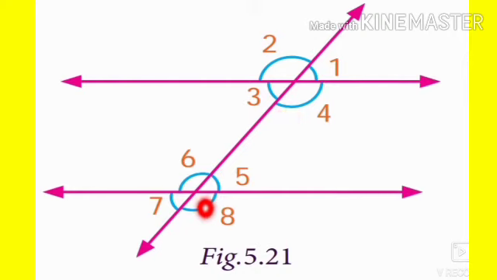So angle 8 and angle 1 are co-exterior angles. And come to angle 2. Angles 2 and 8 lie exterior and also opposite to each other, so they are called alternate exterior angles. So the angle that is alternate exterior to angle 8 is angle 2.